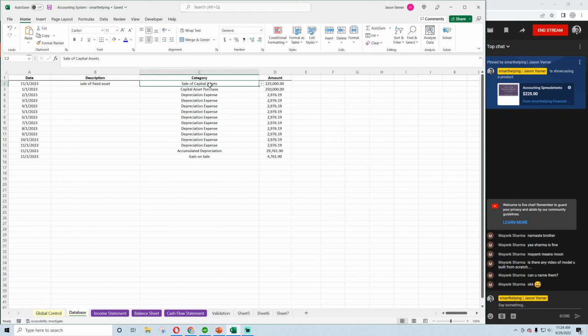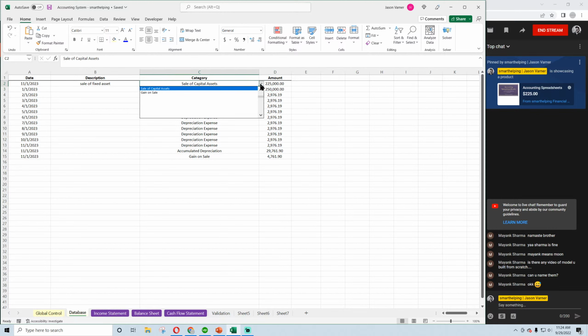Because when we sell it, we need to reduce this full amount. But I'm selling it for some difference. Like you're not gonna sell it just for the same amount.